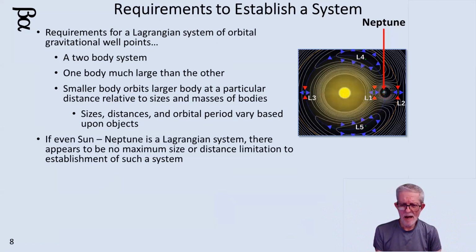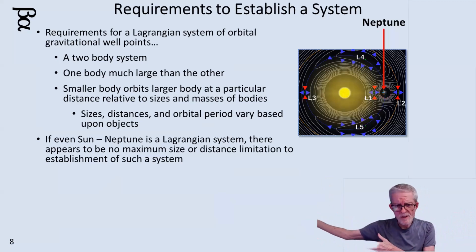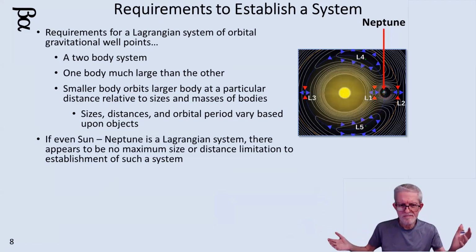Even the Sun and Neptune have an L system. So there's no real limit as to how big or how small you can have, from moons to Earth-sized planets to Jupiter and Saturn-sized planets, and even moons of the large planets. Pretty much a two-body system can have a stability point.